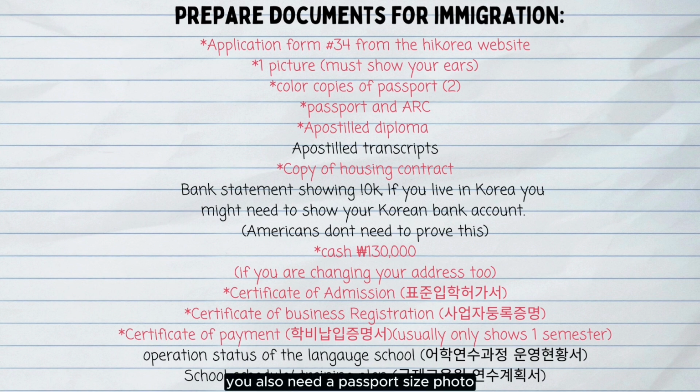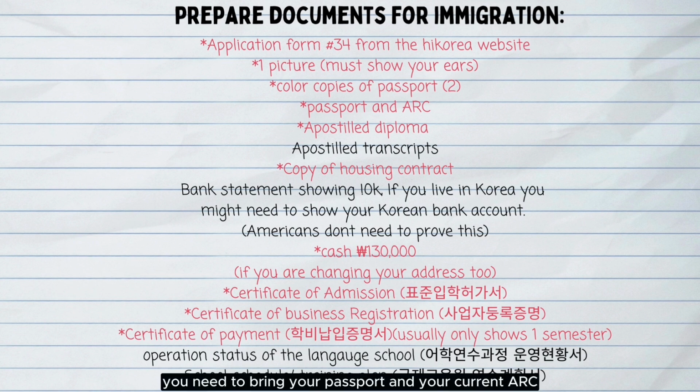You also need a passport size photo. Remember that you must show your ears in the photo. They're getting really strict about this lately. The photo that I brought with me didn't have my ears showing, and I actually had to use another photo. They're also going to ask you for color copies of your passport page, so make sure you bring 2. For some reason, they asked me for 2 when I went to immigration. Luckily, I did have 2 copies of my passport page.